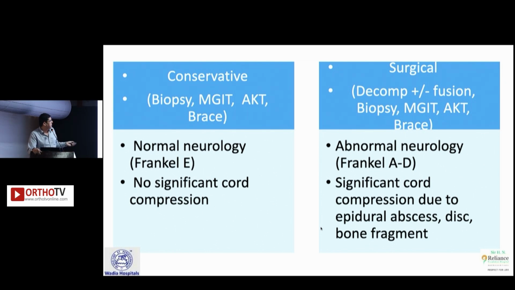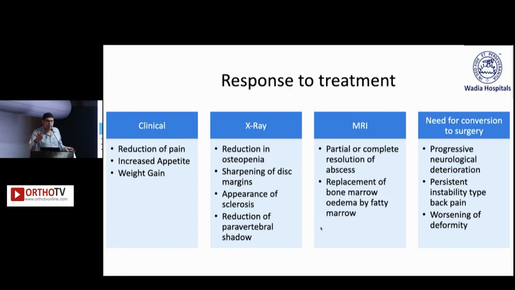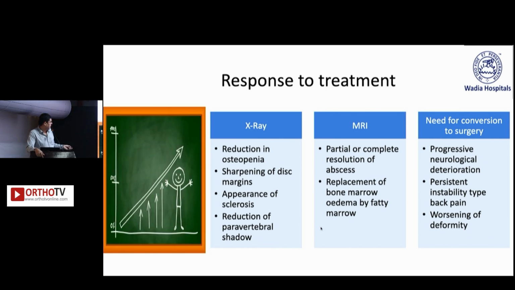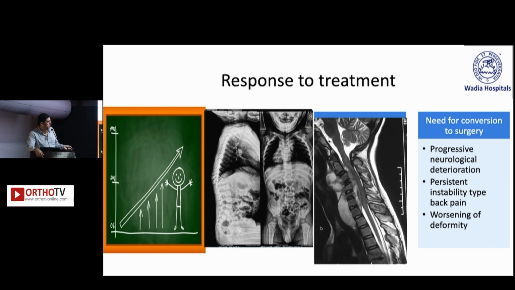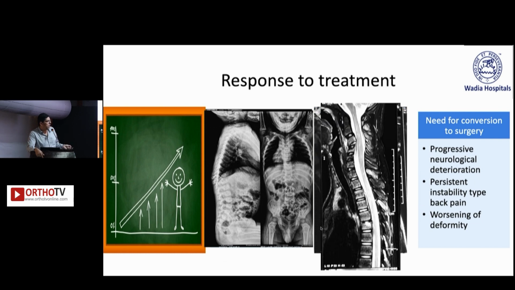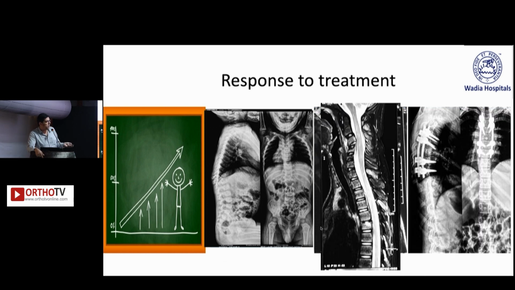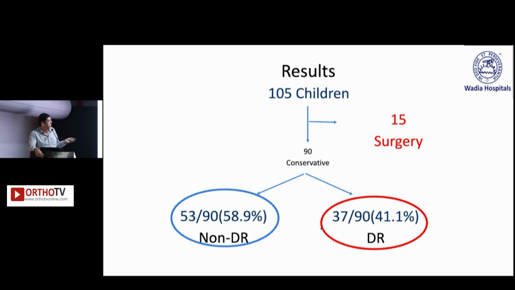So our protocol is basically conservative treatment for patients with normal neurology and no cord compression, and only patients with a gross neurological deficit and significant cord compression will have surgery, at which time we will send the biopsy. Now the response to treatment has been very well described by Dr. Zaveri, but basically a clinical response, X-rays showing improvement, and the MRI showing resolution, and then the need for conversion to surgery if there is a worsening.